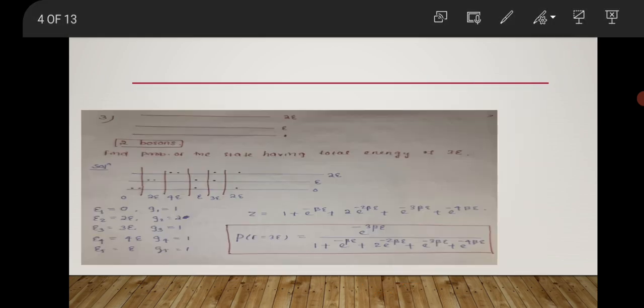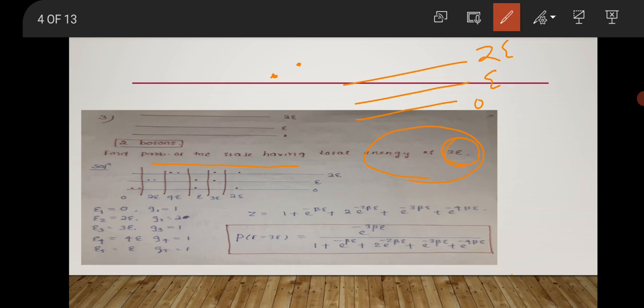Next was a very easy question from statistical mechanics. There are three energy levels 0, E and 2E, and two bosons are there. You have to arrange them, as bosons get arranged independent of the Pauli exclusion principle. The question asked to find the probability of the state having total energy of 3E.